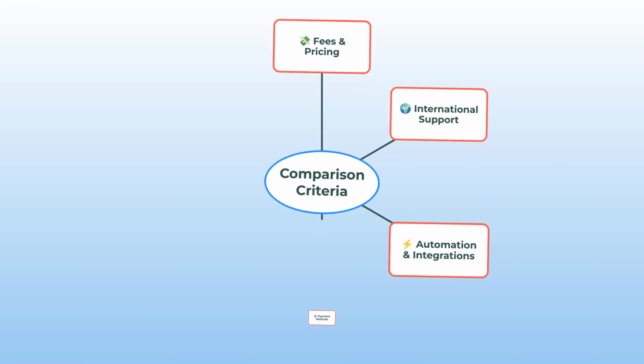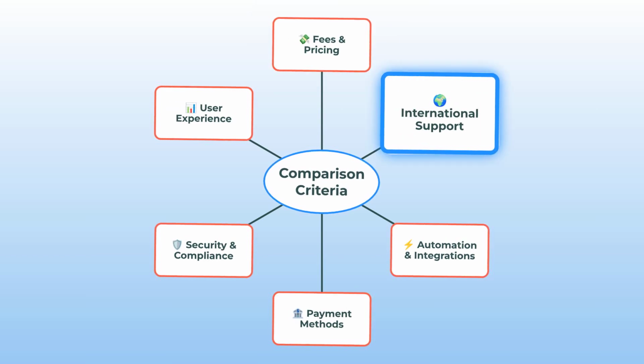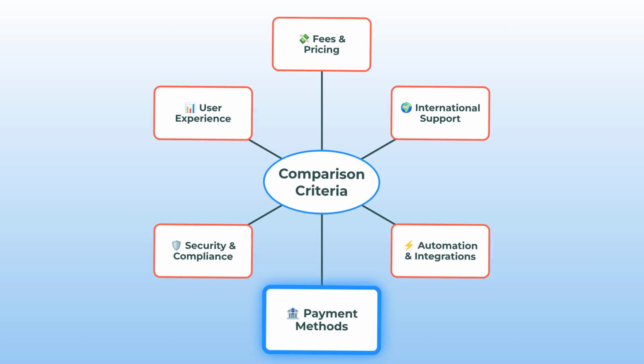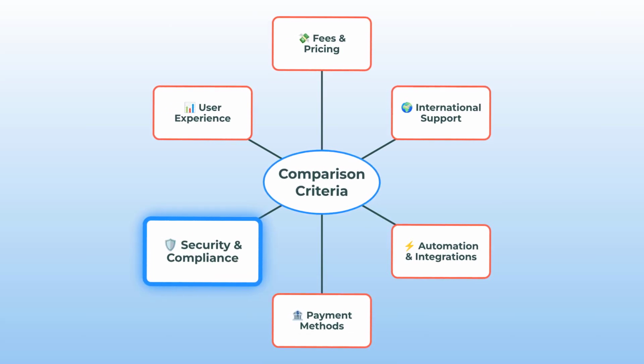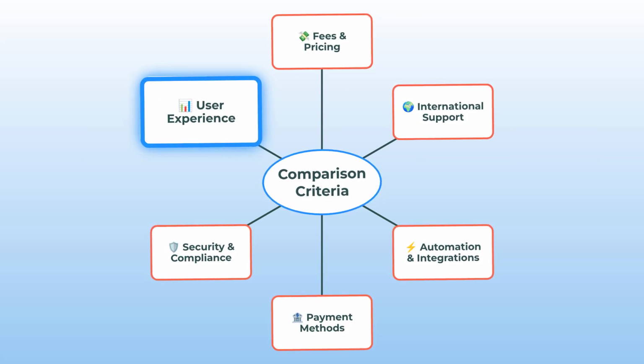We'll be comparing these two across the usual suspects: fees and pricing, international support, automation and integrations, payment methods, security and compliance, and of course, user experience. Some categories are obvious, some, maybe not so much, but all of them matter. Let's get into the first one.